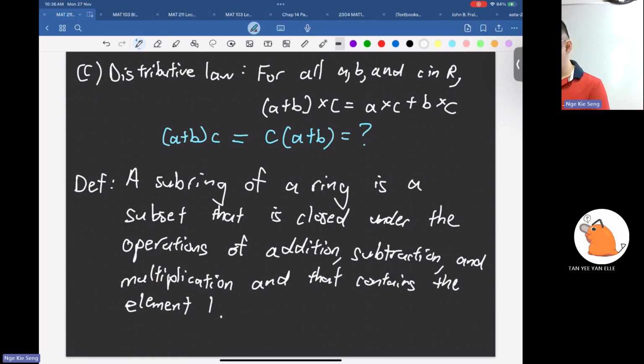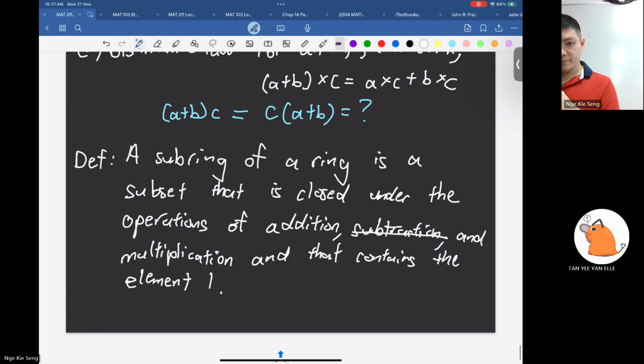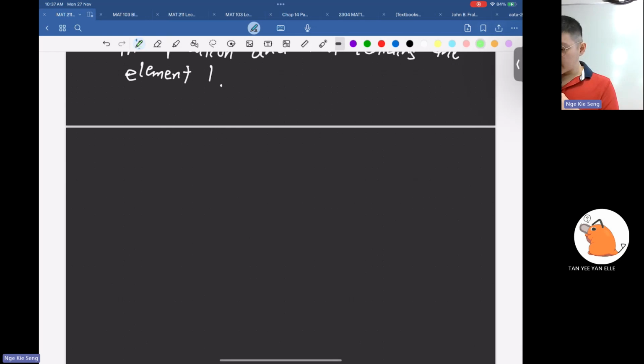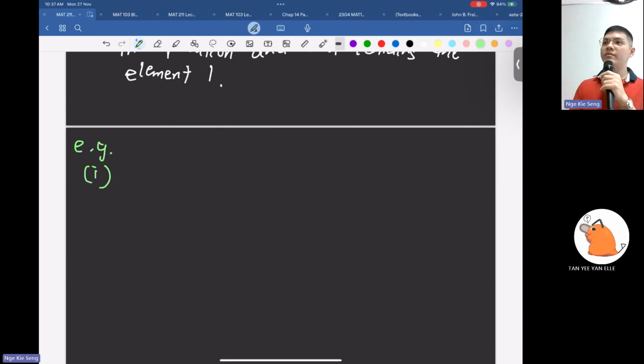Actually, I don't like to put the subtraction here, because subtraction is just something coming from the inverse. So basically, it's a closed subset that satisfies the ring axioms. So what are the examples of rings? Some of them you know.